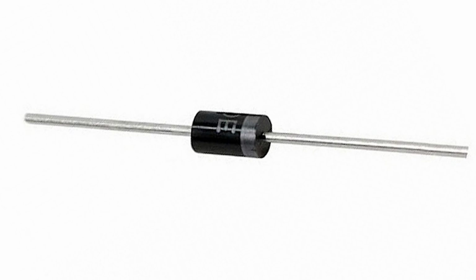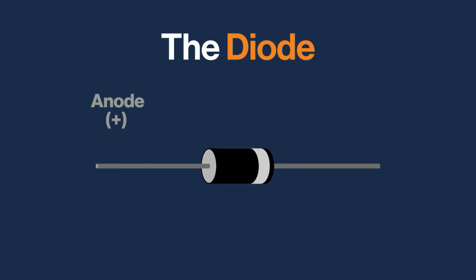Alright, let's start somewhere. What is a diode? A diode is a semiconductor component that allows current to flow in only one direction. It has two terminals, the anode, which is the positive side, and the cathode, the negative side. Current flows when the anode is more positive than the cathode. If the anode is less positive or negative, current is blocked. This behavior is called rectification.